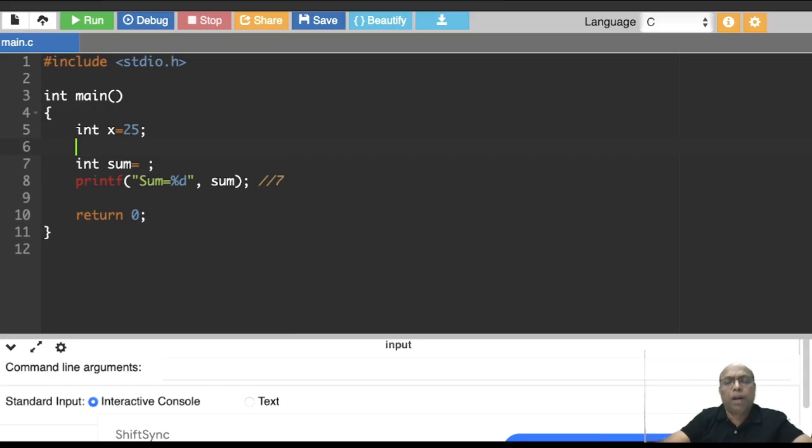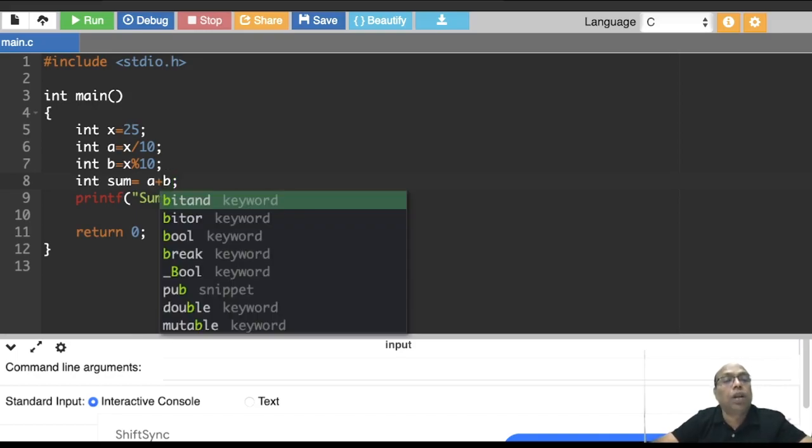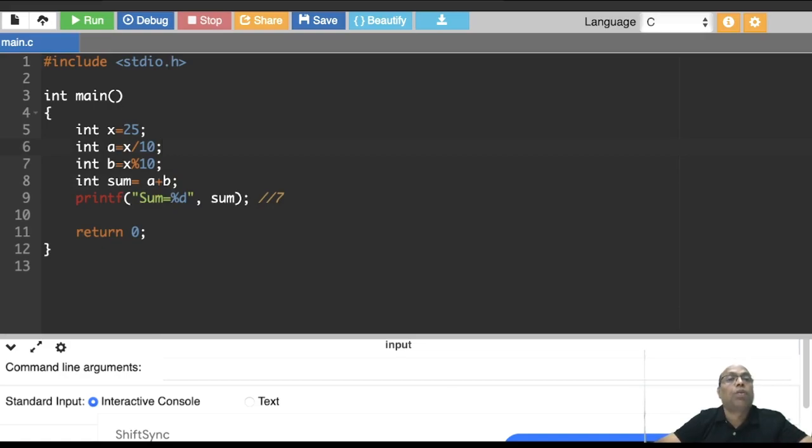I'm going to elaborate the process. How to get the 5? Can you please tell me how to get the 5? I can simply say x divided by 10. If I say x divided by 10, can you tell me what I'm going to get? 2, because the quotient is 2. Now I want the 5. If I want the 5, x modulus 10, what is the remainder? I got 5. If I say a plus b, I'm going to get 2 plus 5, which is 7.